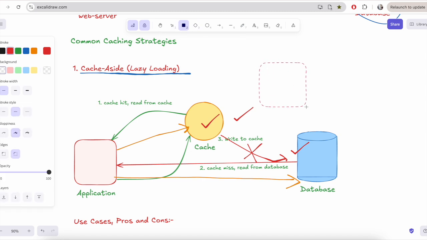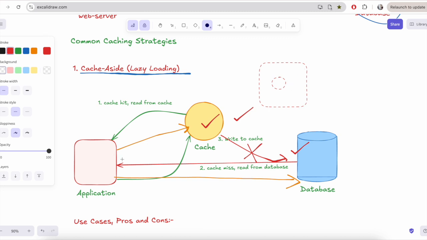Like, I have a fridge here. If I want to drink milk, I will go to the fridge. I will open it and see if there is milk. I will drink it. If there is no milk, I will go to the market. I will get the milk, and I will put it in the fridge here, and then I will drink it. So that's how it's happening here.